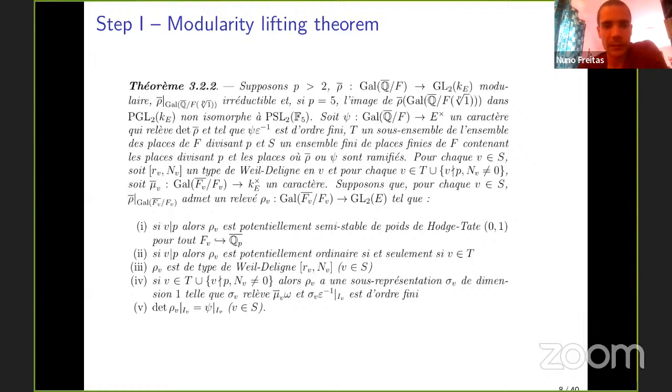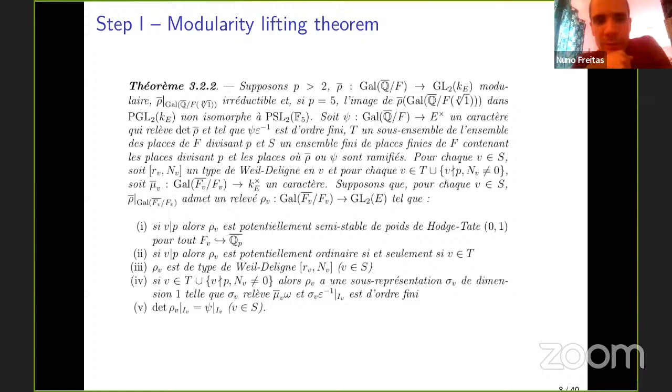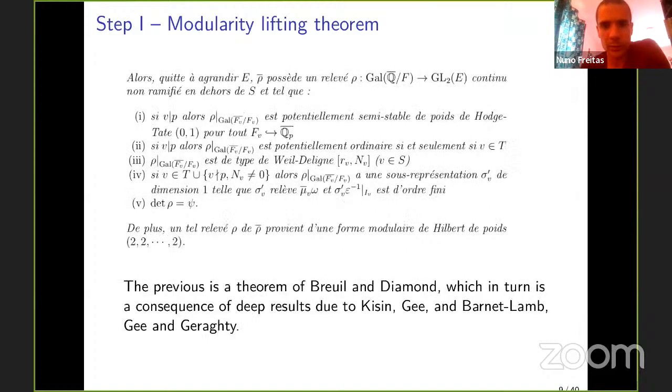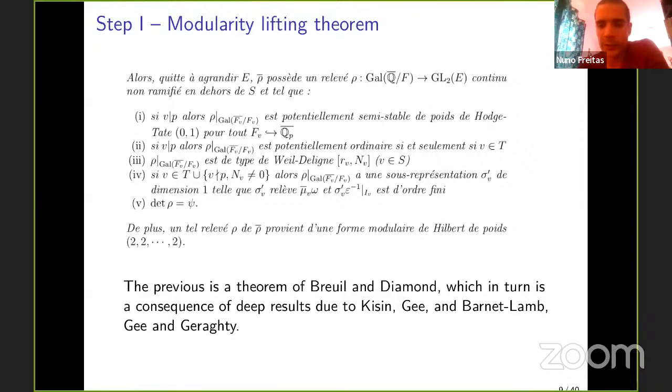As you can see, there's a long statement and many technical hypotheses. When is this theorem? I'm sorry? When is this theorem? This theorem is, I think, published from 2013, 14 maybe. I see. And so this is just the hypothesis. And then the conclusion is also quite technical. So this theorem was proved by Breuil and Diamond, and it builds on the work of many mathematicians, including Kisin, Taylor, Barnet-Lamb, and Gee.